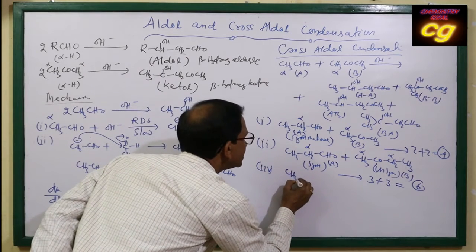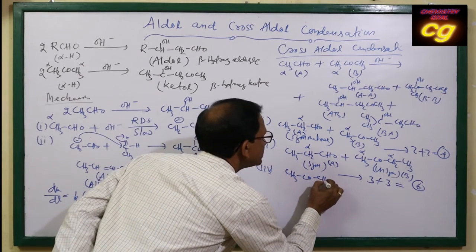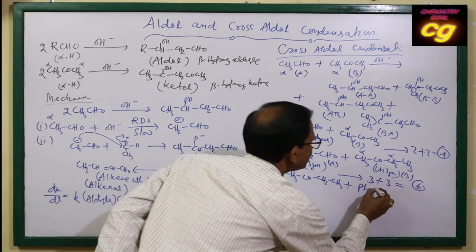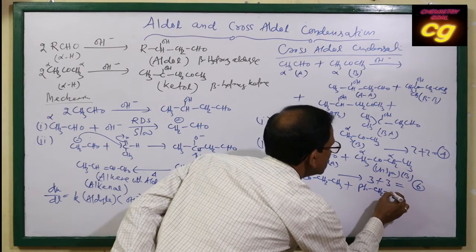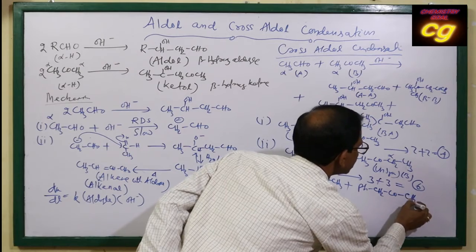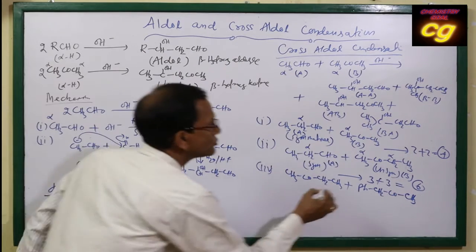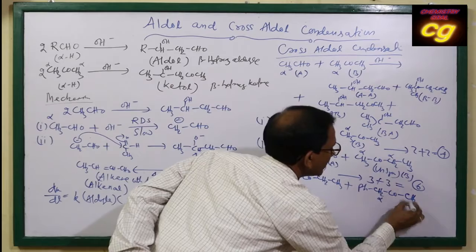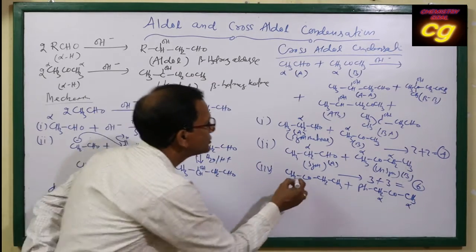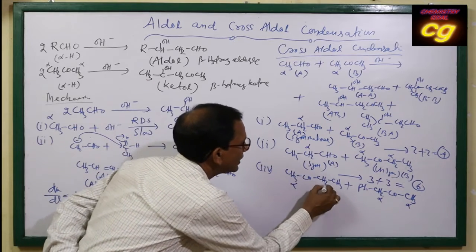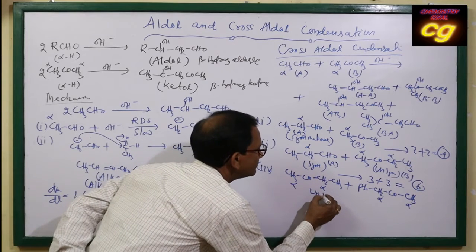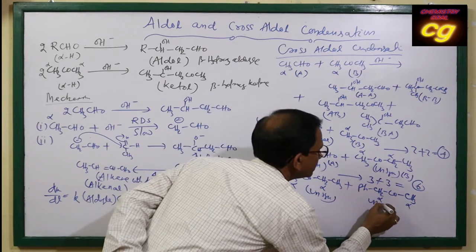Suppose CH3 CO CH2 CH3 plus another is Ph CH2 CO CH3 in this case. So this is also one type of alpha, here also one type of alpha. This is two different alpha. Here how many? Here one type of alpha, here also one type of alpha. Both are different. So this is also unsymmetrical, this is also unsymmetrical.